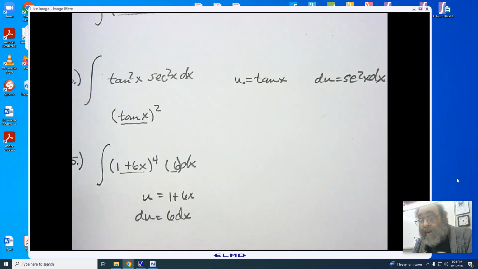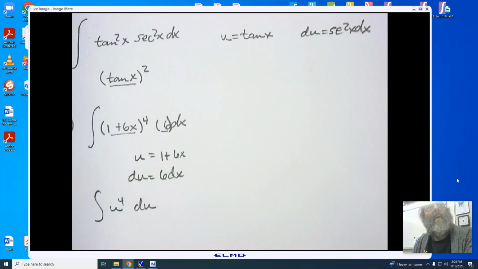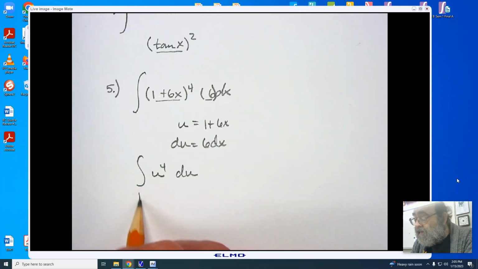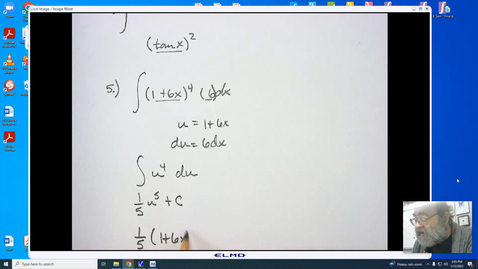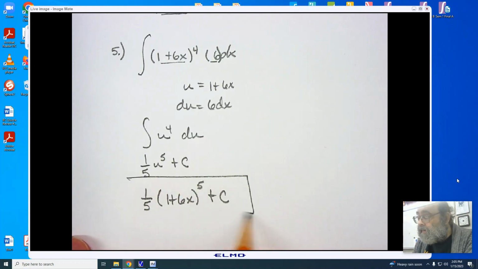Now you'll notice, normally we go u prime. Now we're looking at it as a du dx, and we're moving the dx to the opposite side over towards the right so that we get a differential. Now, by substitution, I get u to the 4 du. I'm now going to do my antiderivative, 1/5 u to the 5th plus c, and I'm now back substituting. 1/5, 1 plus 6x to the 5th power plus c is my answer.